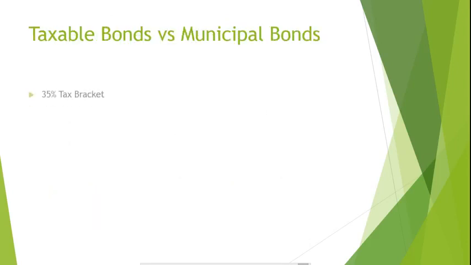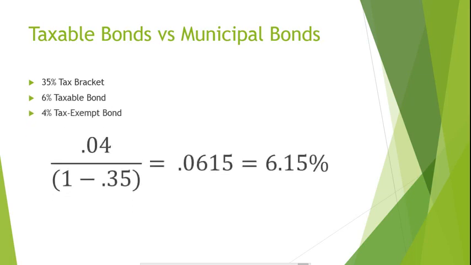If tax-exempt municipal bonds are available at 4% and our tax bracket is 35%, then we simply plug in our values to find the equivalent taxable return. We find that the equivalent taxable return at a 35% tax bracket for a 4% non-taxable bond is 6.15%. Therefore, a taxable bond that yields 6.15% would be equivalent to a tax-exempt bond that yields 4% for a person in a 35% tax bracket. For a taxable bond to be a better investment than a tax-exempt bond, it must offer a before-tax yield of more than 6.15%.